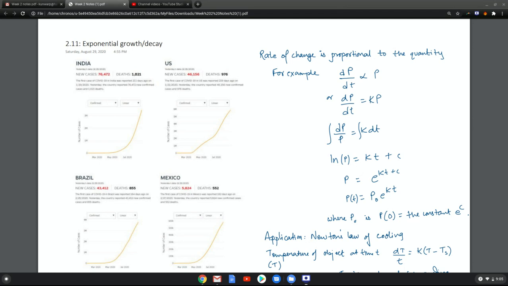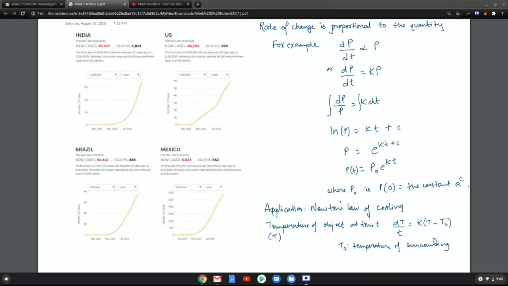So any natural phenomenon which grows or decays according to how much there is can be modeled by an exponential function. Saying that the rate of change is proportional to quantity is like saying dP/dt is proportional to P for some quantity P, or dP/dt equals k times P, where k is a constant of proportionality. This can be rearranged as dP/P equals k dt, integrated to get log of P equals kt plus C, or P equals e^(kt+C).